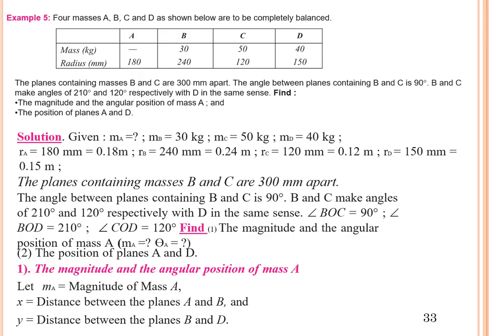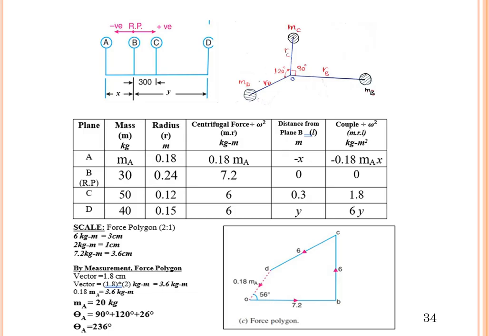So in the present problem, we can see there are four masses A, B, C, D, and here mass A is unknown. Out of the four given masses, I am supposed to select one reference plane. All four radii are given. Here the first mass itself is taken as the reference mass, and we will construct a tabular column. Deciding the reference plane is very important. Instead of taking A as the reference plane, you can take B.